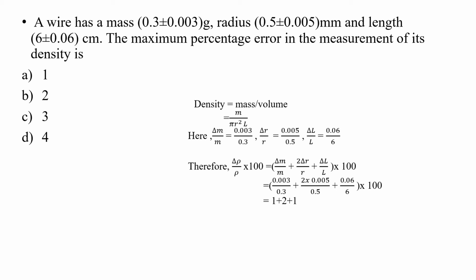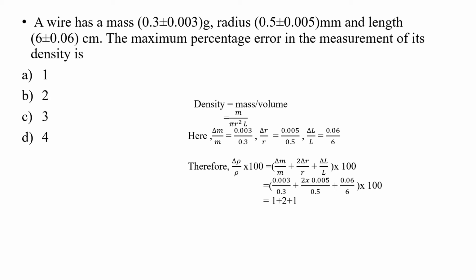From the given data, mass will be represented as m. So delta m has a value of 0.003 and m has a value of 0.3. Then radius will be represented as r. So r will be equal to 0.5 and delta r will be taken as 0.005. Similarly, length is represented as capital L. So delta L will be 0.06 and L will be 6.